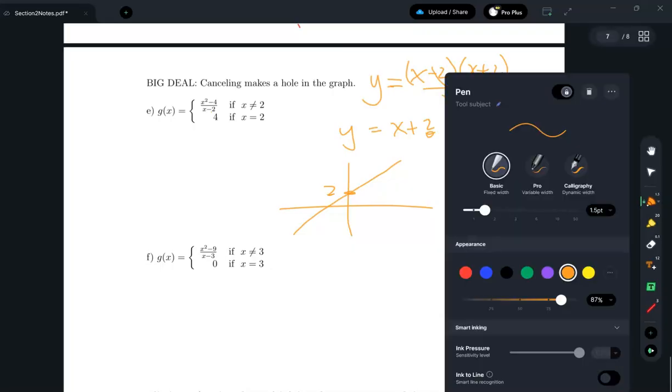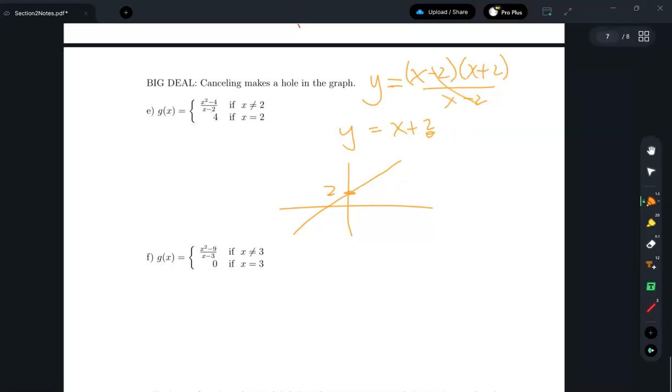Okay, now here comes the complicated part. Because I cancel these two, I know that there's a hole where x minus 2 equals 0. So when x equals 2, not this y equals 2, but when x equals 2, I put a hole in the graph. What is that y value?